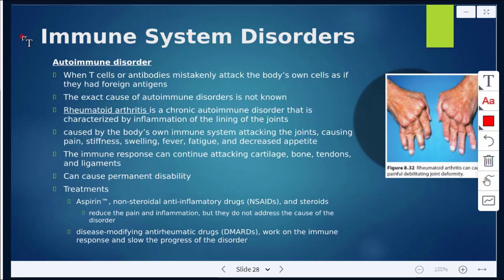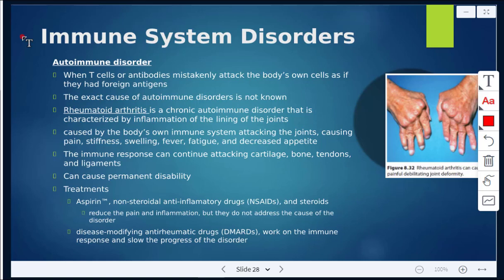All right, and next we're going to talk about immune system disorders. An autoimmune disorder is when T cells or antibodies mistakenly attack the body's own cells as if they had foreign antigens. The exact cause of autoimmune disorders is not known.